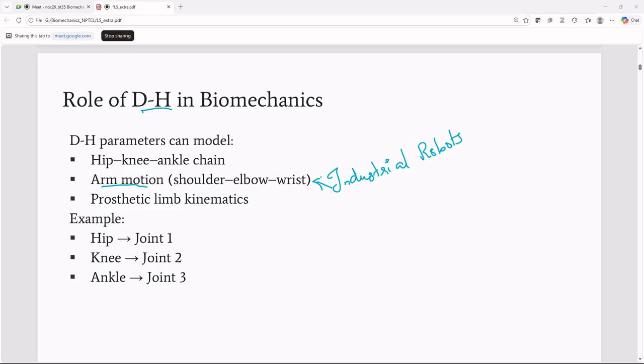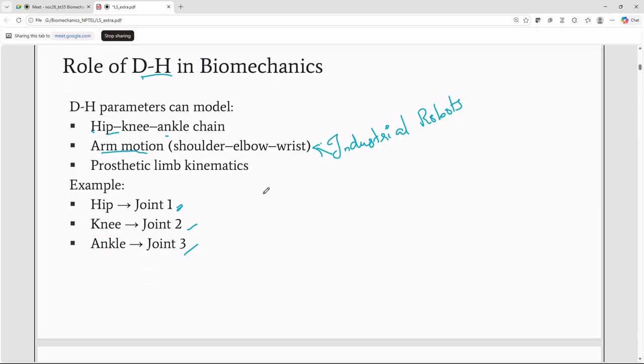This is applicable for legs also, that is the lower limbs. If you are considering the hip, knee, ankle chain, the hip will be joint one, knee will be joint two, and ankle will be joint three. That's how we can apply the Denavit-Hartenberg method for analyzing the position of the lower limb and upper limb.